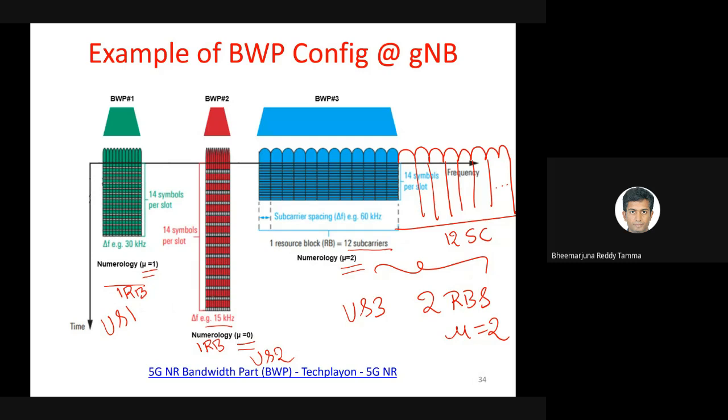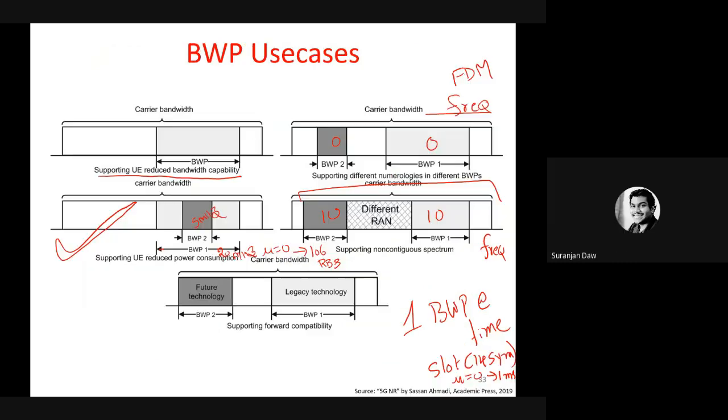Yes, you are right. Let's say I have one bandwidth of say 200 megahertz or something like that. If I want to have three different numerologies in that particular bandwidth, I cannot have it just like that. I have to divide that bandwidth into three parts and then I can assign three different numerologies. Yes, as simple as that, you divide into three parts and you start assigning.